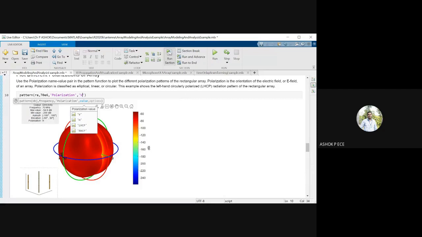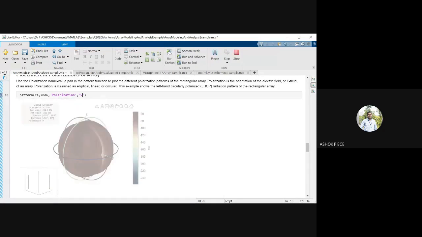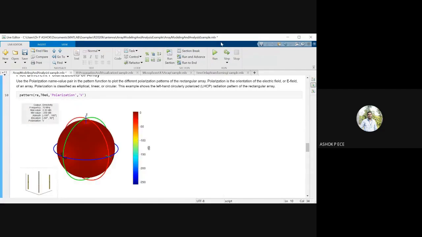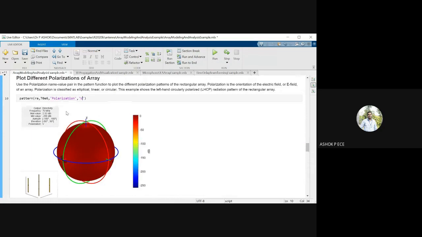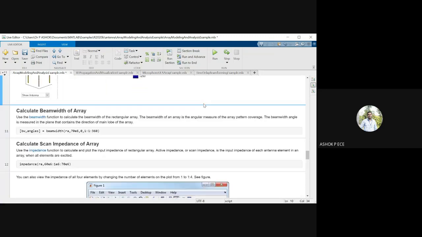You can see it is a complete circle. It's a proper sphere. And RHCP and LHCP, you can see. And see the directivity: the maximum value is 2.32 dBi and the minimum value is minus 259 dBi. So that is the directivity at the frequency 70 megahertz we are designing.